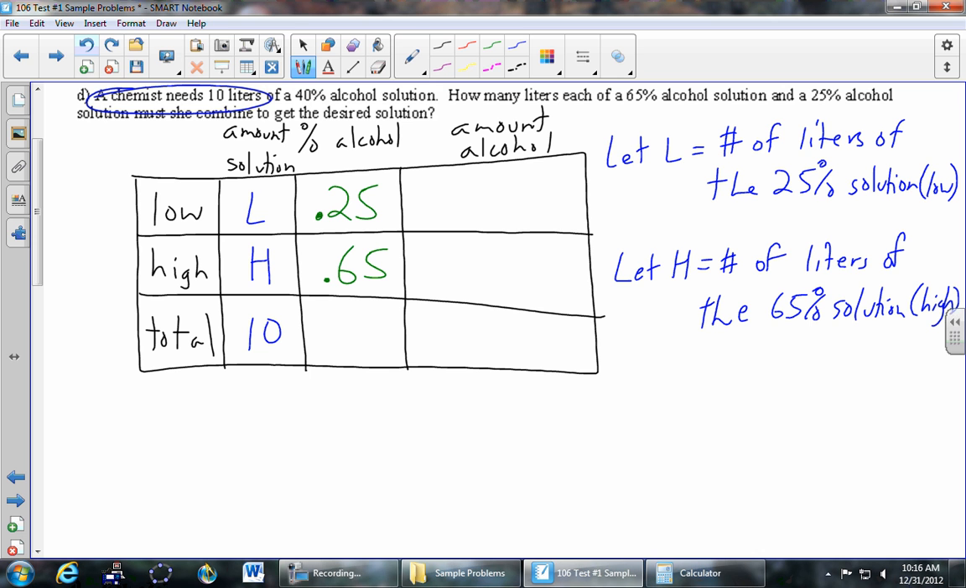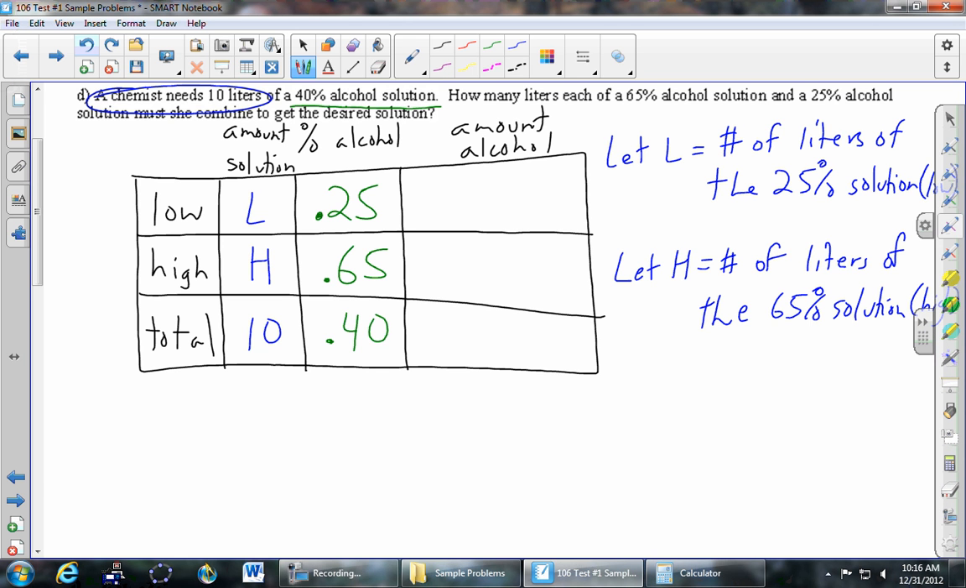What percent for the total? Please, please, please don't decide to add up the two numbers up above. 0.90 is not right. In this case, we're looking for a 40% alcohol solution, so 0.40 goes right there.